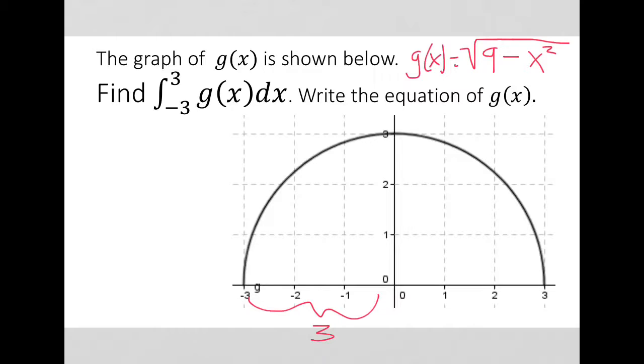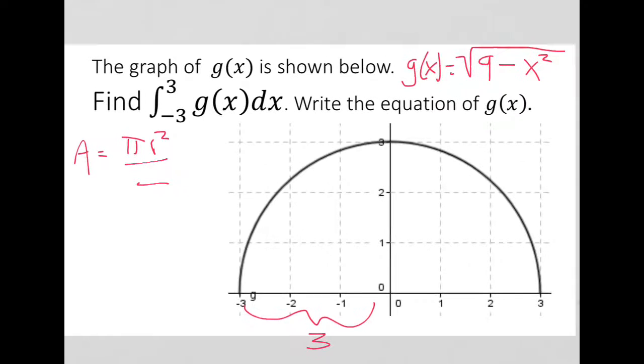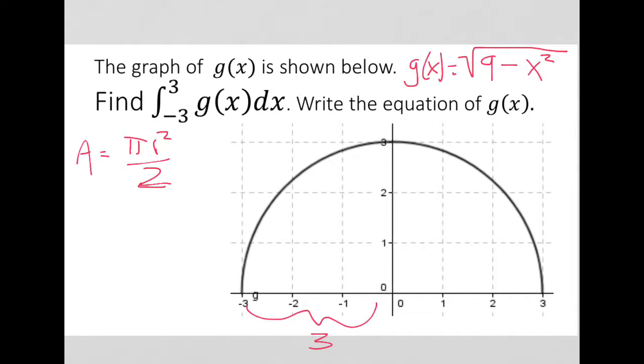Well, that is a semicircle, which means we're going to use our equation for the area, which will be pi r squared over 2. I'm dividing by 2 because it's a semicircle and not a full circle. And so the integral there is going to represent that semicircular area with the radius of 3. So my area will be pi times 3 squared over 2, which will simplify down to 3 squared is 9. 9 pi over 2 is that area right there.